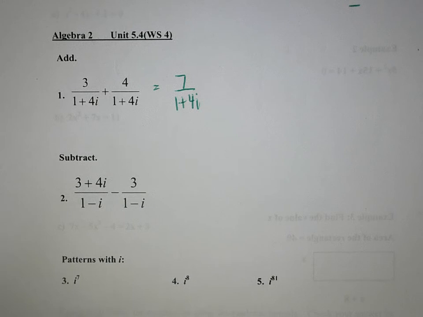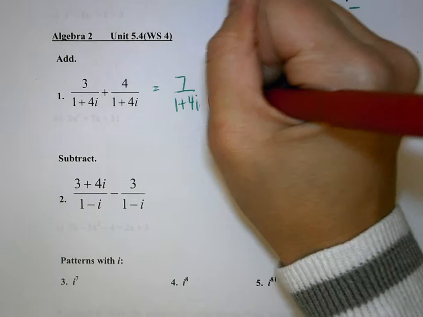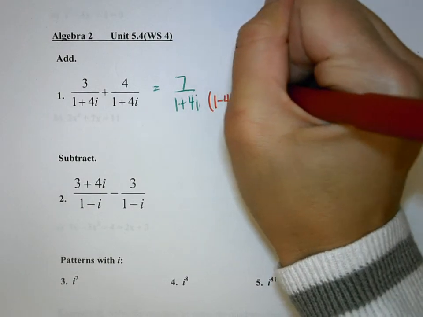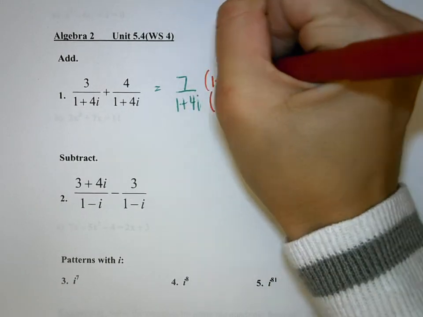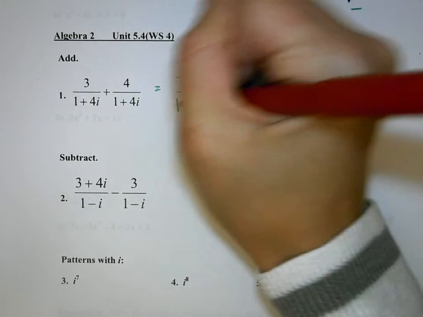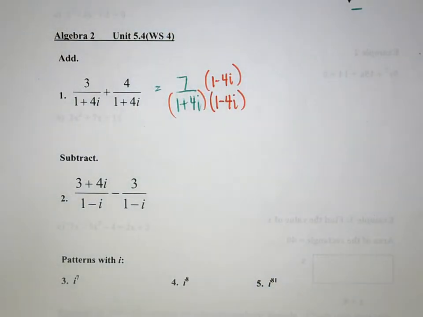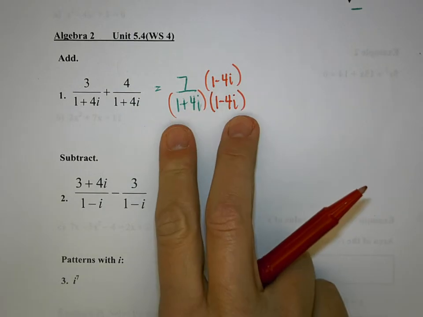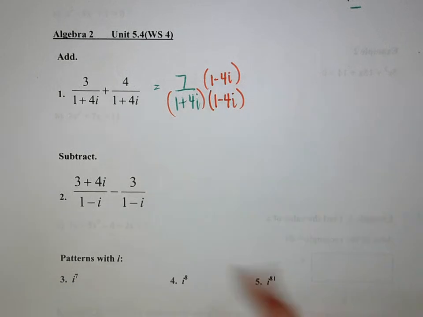Because there's an i in the denominator, and we can't have i's or roots in the denominator. So what am I going to multiply in order to get rid of the i in the denominator? We're going to multiply by 1 minus 4i, which is the conjugate. Very good. To be safe, I recommend doing your FOIL method or the box. Okay? So I'm going to go ahead and do that.